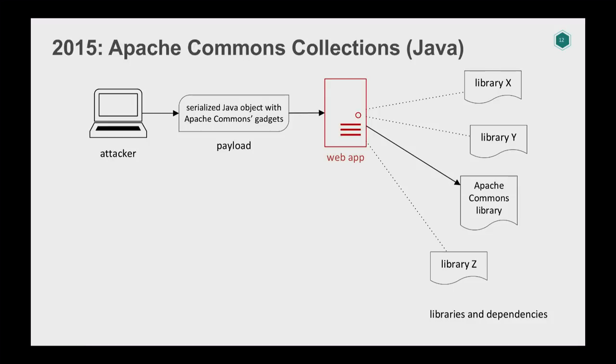Now, the problem was not in Apache Commons Collections at all. I mean, they were not doing anything wrong. The problem was in all these web applications that did not check the serialized input. If you don't do it and you have a library on your class path and somebody submits a serialized object with some of these gadgets out of this Apache Commons library, your web application is just going to process it.